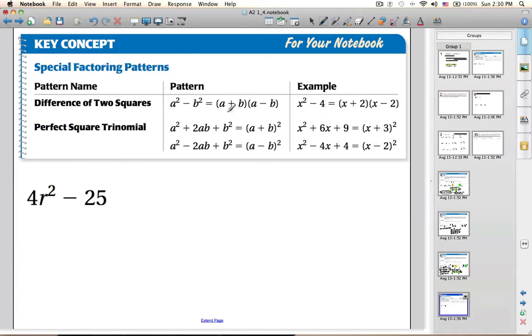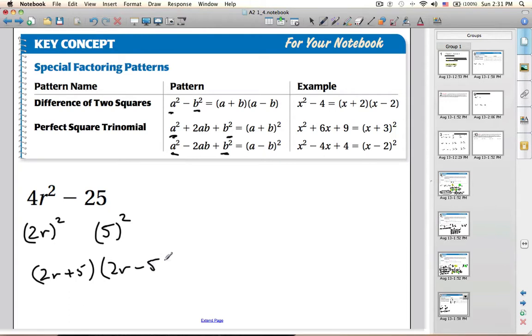Okay, these are the same patterns we looked at before. We're still looking at the first term and the last term to see, are they perfect squares? This has a minus, so I'm looking to see, is this the difference of two squares? Is 4r squared the square of anything? It is. It's the square of 2r. And is 25 a perfect square? It is. It's the square of 5. So now I know that 2r would be a, 5 will be b, so I can have 2r plus 5 times 2r minus 5.